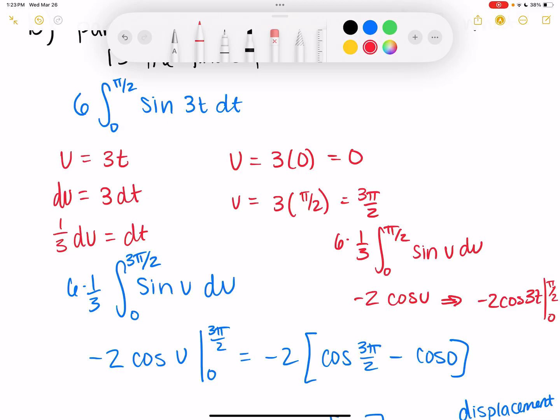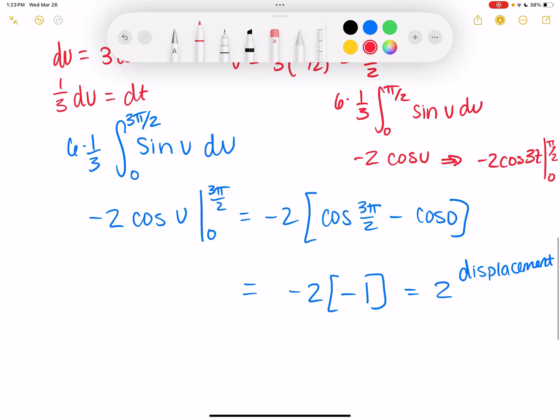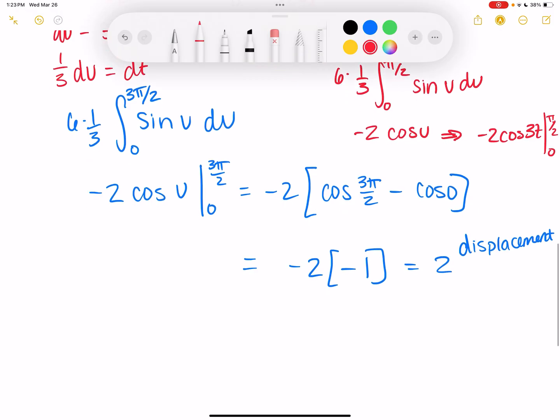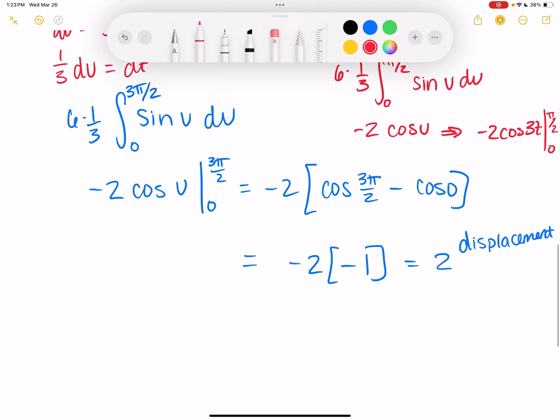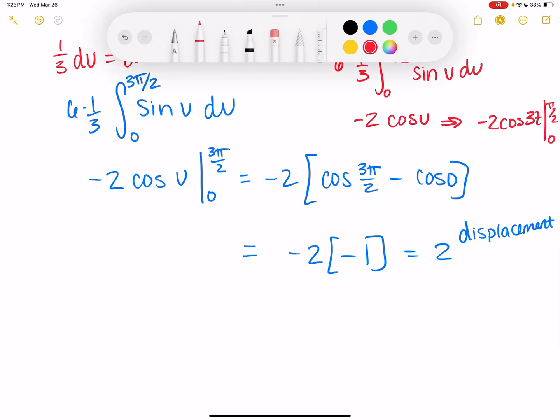Is this what you said is the antiderivative, though? Yeah, basically. Except I didn't have the u, I had the 3t. Well, right, okay. Yeah, because it was a chain rule thing. So this is the displacement, but we're not done.